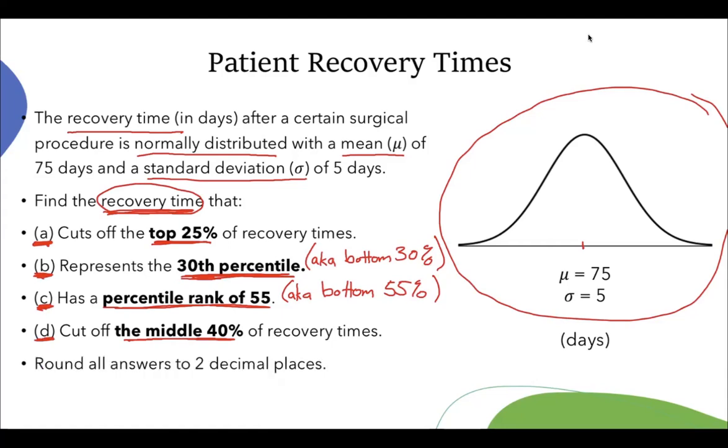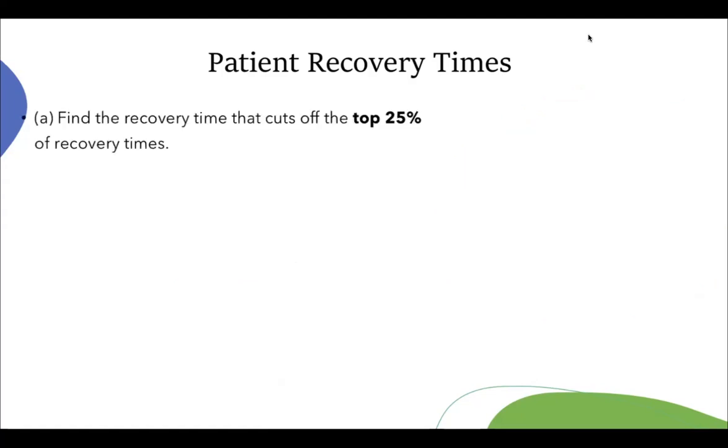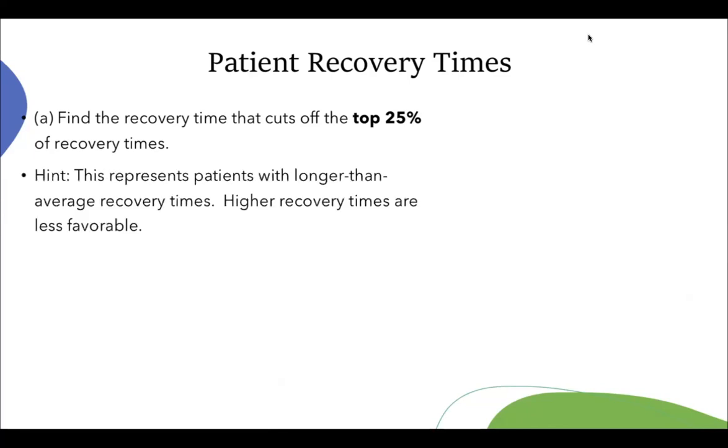Every problem we get, the calculator is going to output recovery times for us. It's not going to output z-scores. So we are going to round our recovery times to two decimal places. Okay, top 25%. So making a picture of what the top 25% looks like. Let's also recognize that when we're talking about recovery time being at the top of the curve, these are longer than average recovery times.